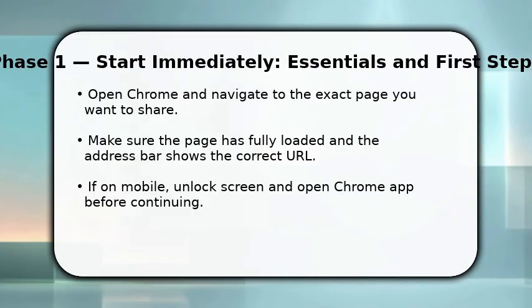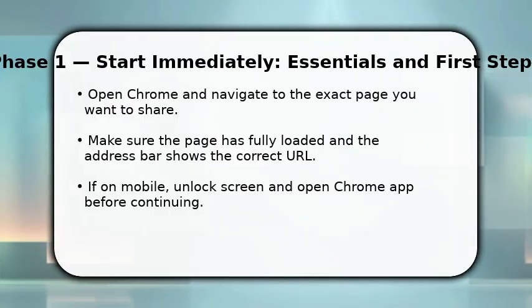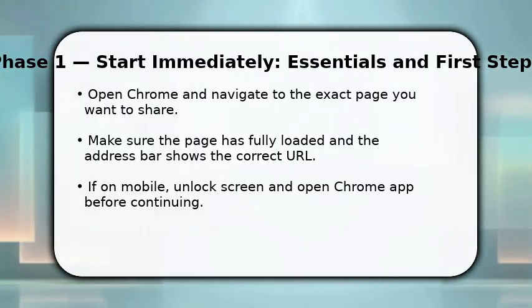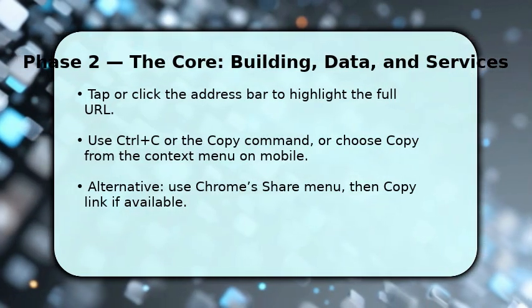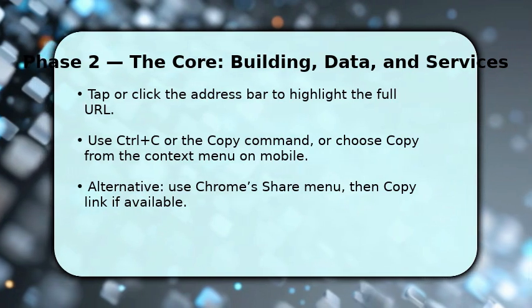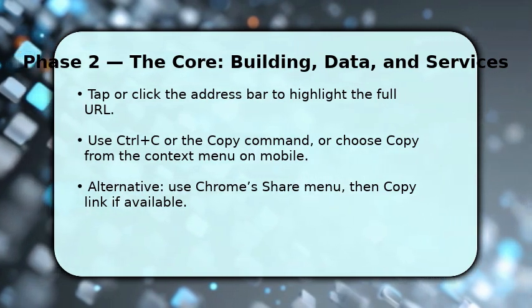If you're on mobile, open the Chrome app and tap the page to reveal the address bar. Doing this first prevents copying a temporary link or an incomplete address. You now tap or click the address bar so the full URL is selected. This is faster and avoids partial selections.